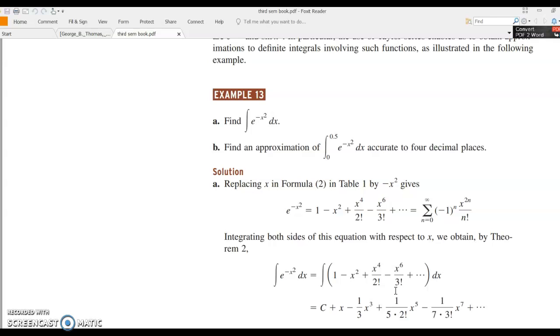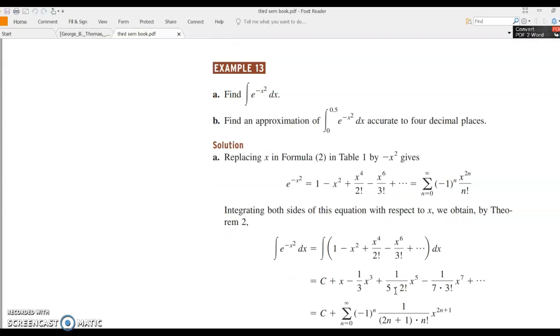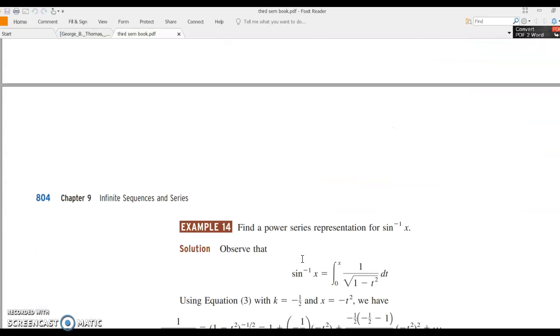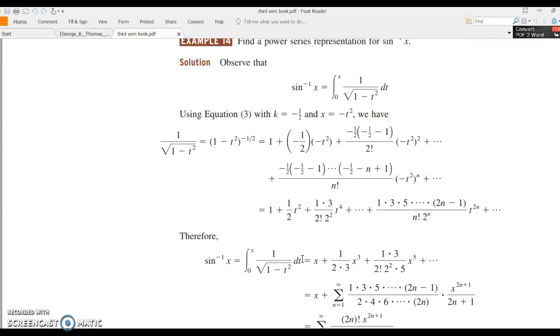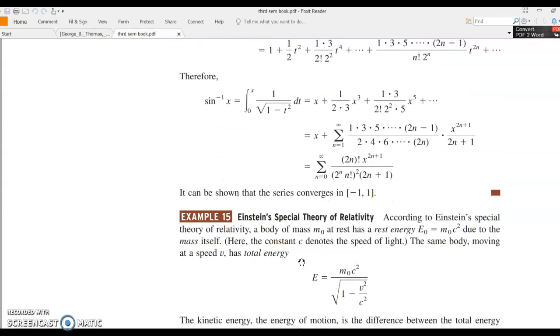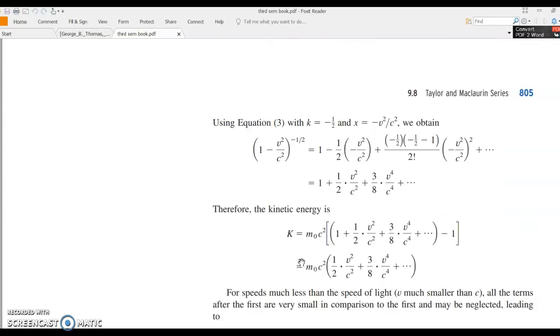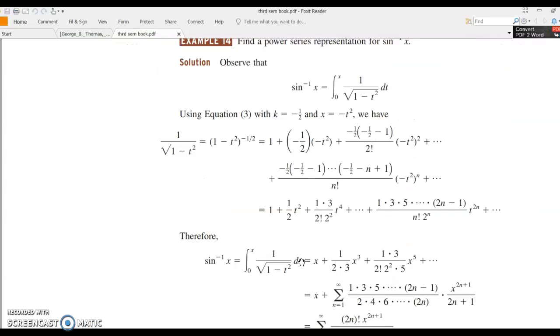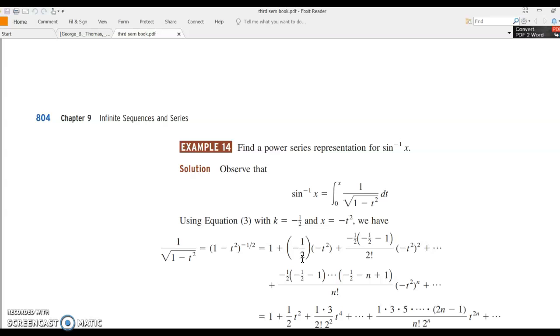We can also find the integral of e^(-x squared) dx using the Taylor series. This is homework for you: you have to find a power series representation for sine inverse x, and you have to do it carefully.